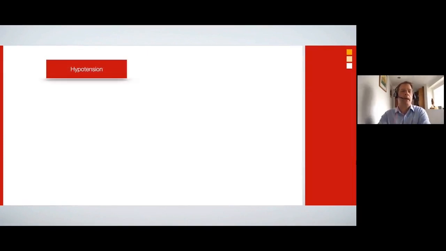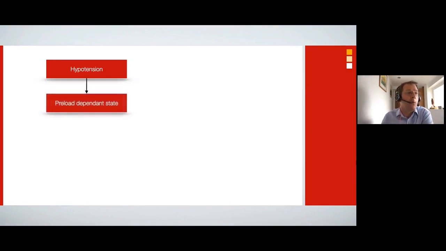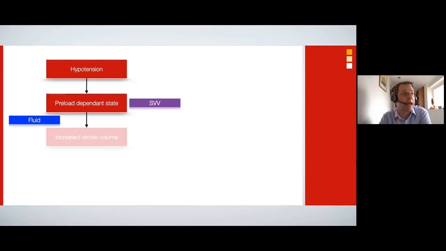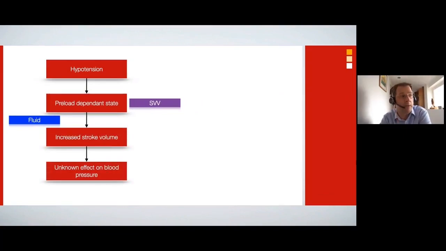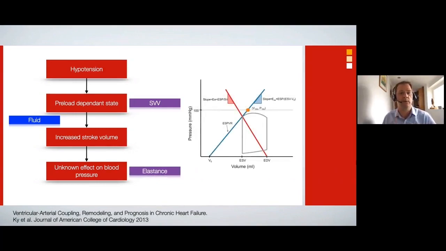Let's take an example of a patient that we see every day. They are hypertensive. We know they're in a preload dependent state because the preload parameters such as SVV or PPV are raised, and therefore we give that patient fluid, which increases the stroke volume, but that has an unknown effect on the blood pressure. And that's because whether increasing stroke volume will increase your blood pressure depends on something called elastance, or in this case, effective arterial elastance.